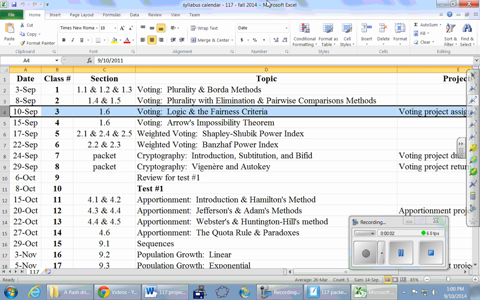Right, so again, page 23 is where we begin today. Welcome back. Happy Wednesday. A quick look at the calendar shows us that we are continuing our discussion of voting. Today we talk about logic and the fairness criteria.